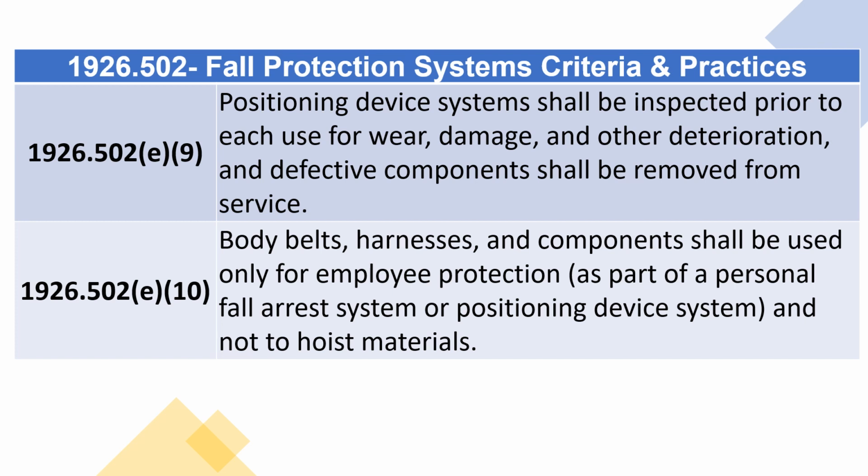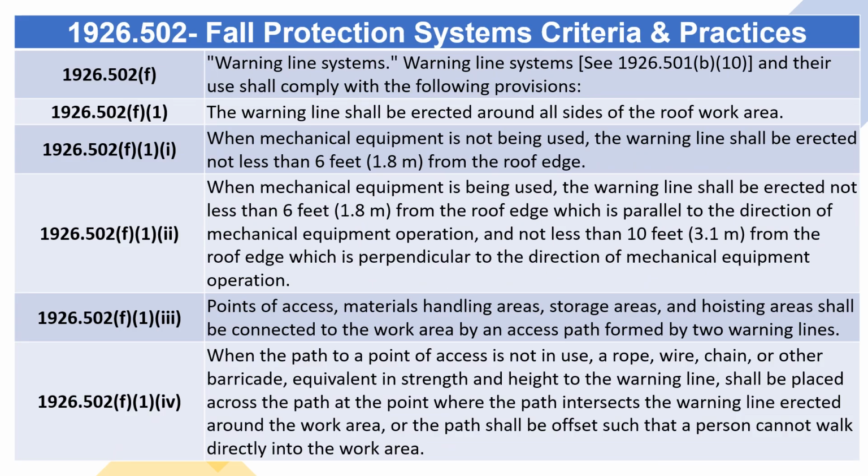1926.502(e)(10) Body belts, harnesses, and components shall be used only for employee protection, as part of a personal fall arrest system or positioning device system, and not to hoist materials. 1926.502(f) Warning line systems. Warning line systems, see 1926.501(b)(10), and their use shall comply with the following provisions.